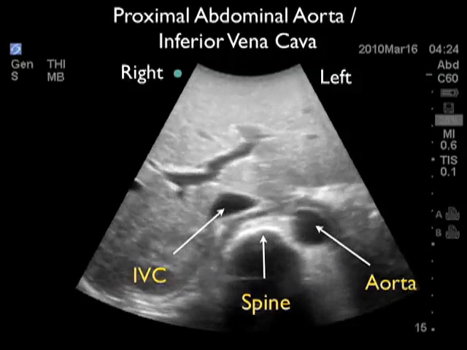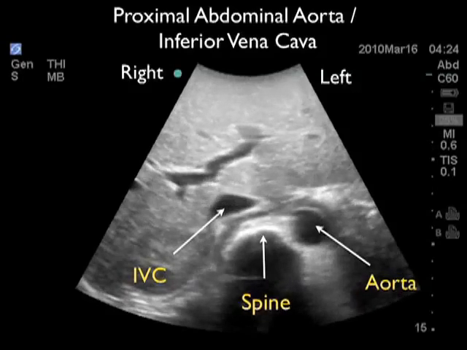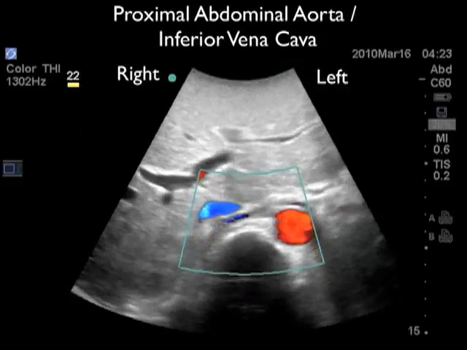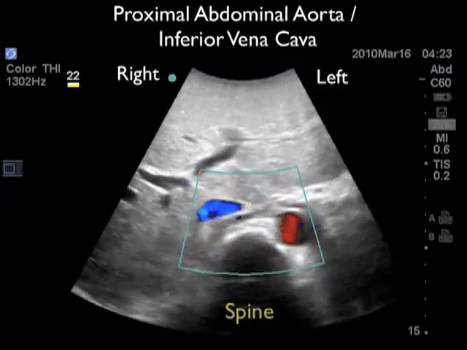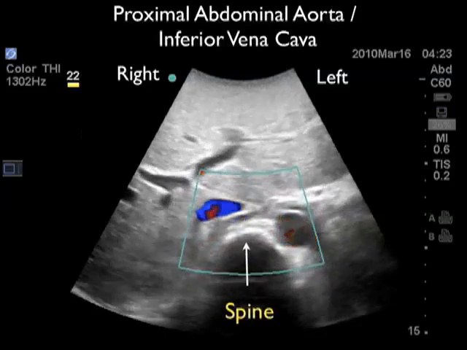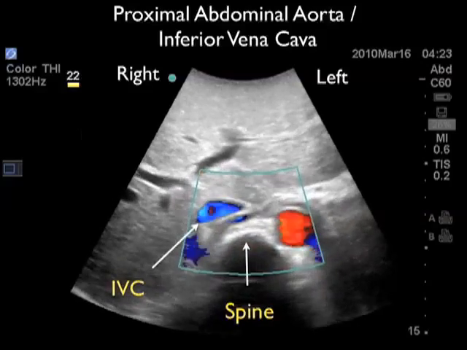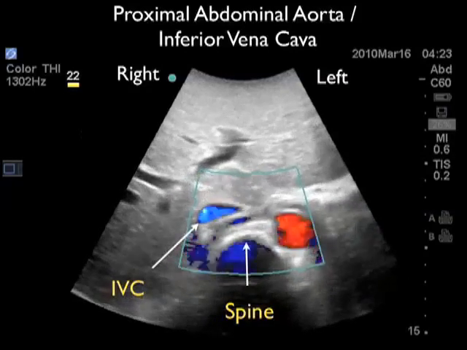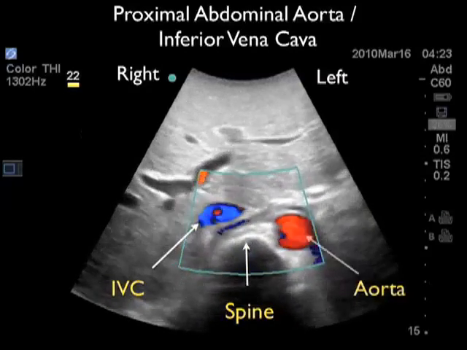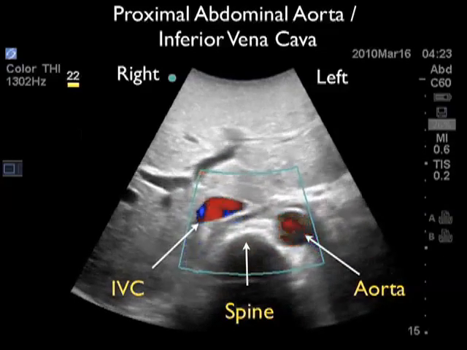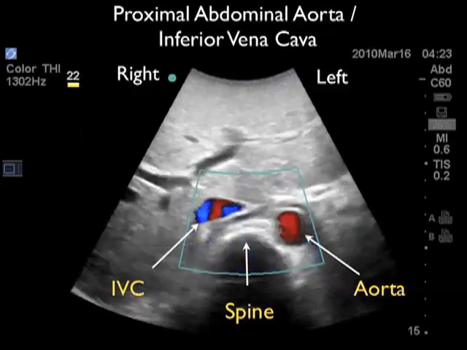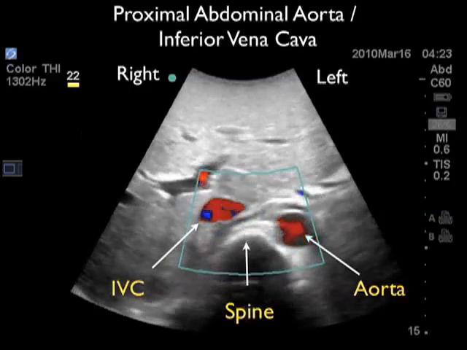We can apply Doppler sonography to further differentiate the two structures. And notice here we're doing color flow Doppler, and we again recognize the spine as our landmark for recognizing the vascular structures of the IVC and aorta on top of the spine. And we see the phasic respiratory pattern of blood flow within the IVC and the steady pulsations of blood within the aorta with each heartbeat, differentiating the two structures.